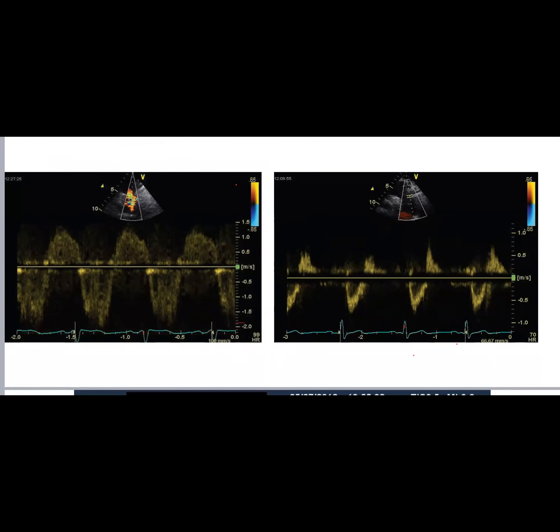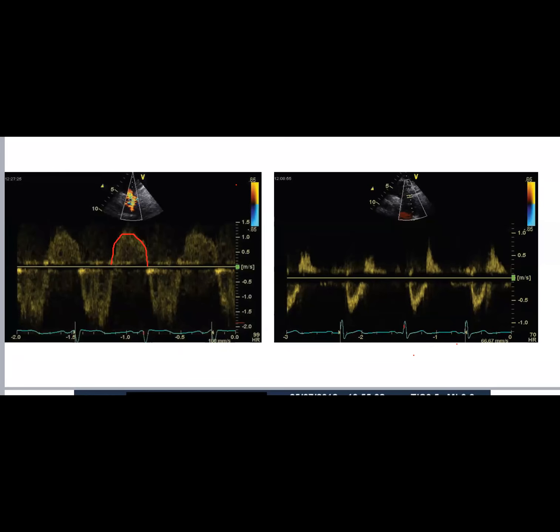We can measure the end of the wave. If the elevation is more than 20, that indicates severity. You mean this one? Okay, we measure this one. We measure the TVI, time velocity integral. So it's more than 20. Yes, that is severe.